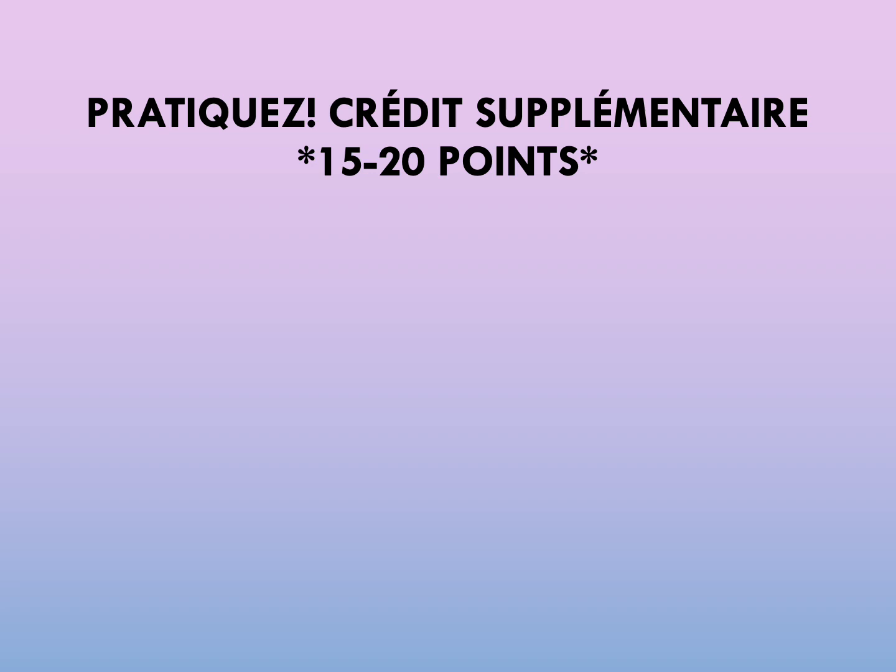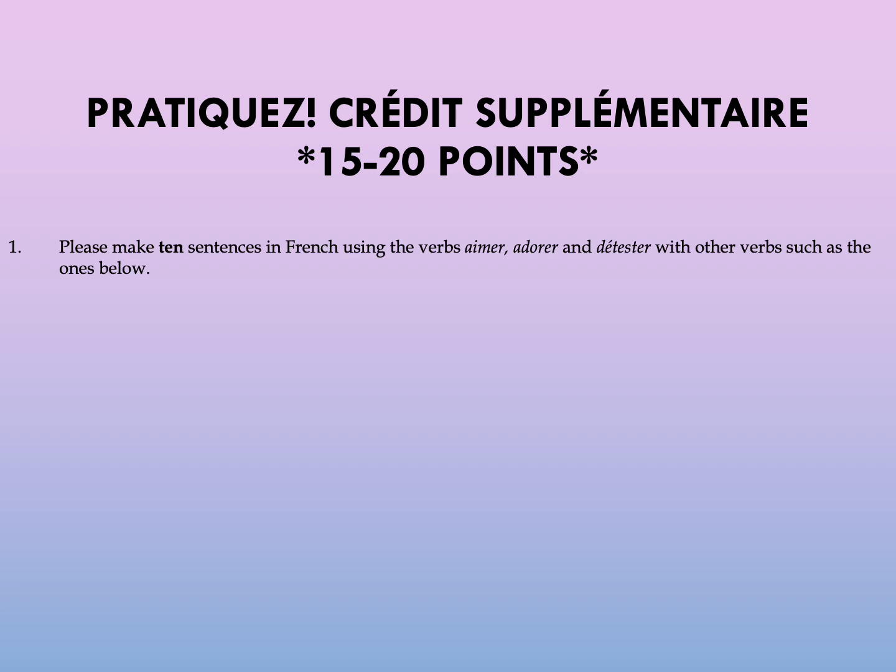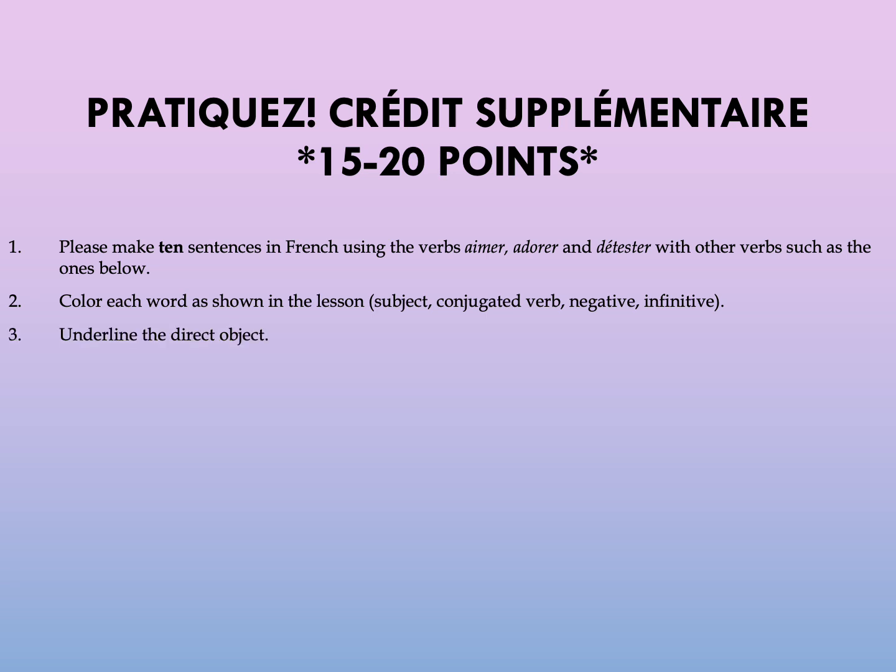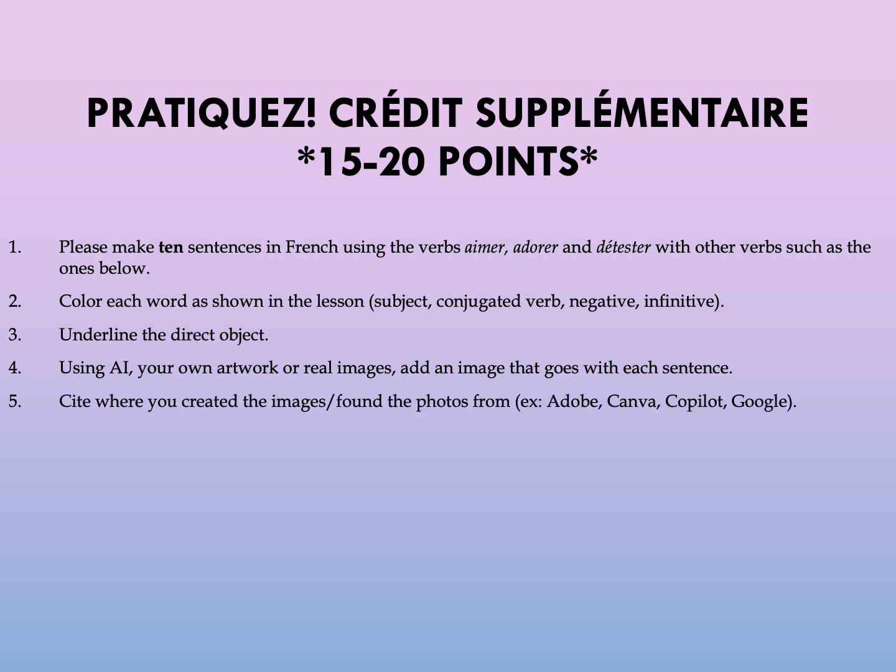Pratiquer, crédit supplémentaire, 15 à 20 points. Please make 10 sentences in French using the verbs aimer, adorer, and détester with other verbs such as the ones below. Color each word as shown in the lesson: subject, conjugated verb, negative, infinitive. Underline the direct object. Using AI, your own artwork, or real images, add an image that goes with each sentence. Cite where you created the images or found the photos from. Example: Adobe, Canva, Copilot, Google.